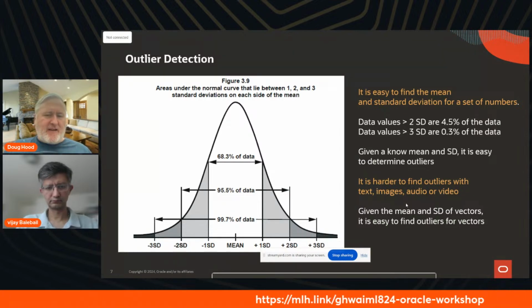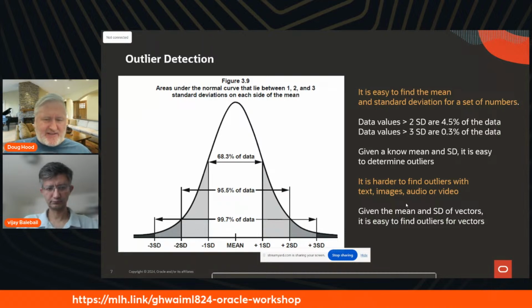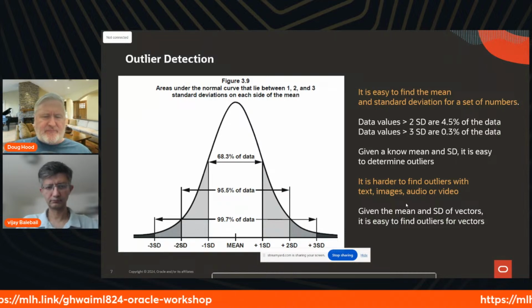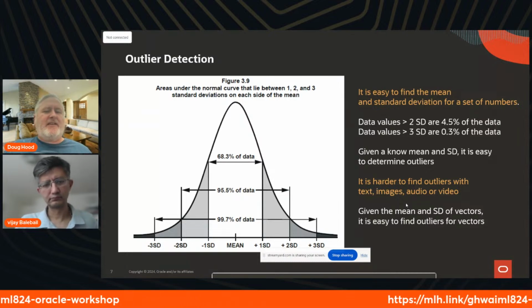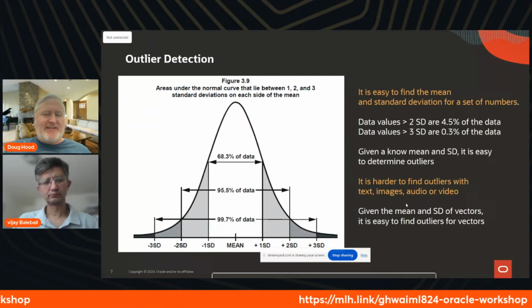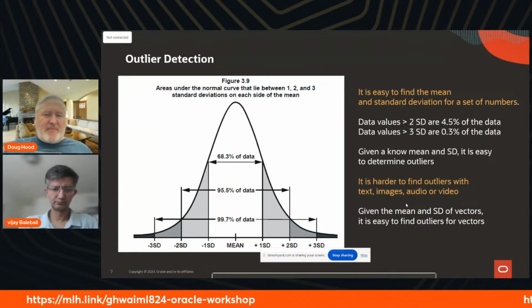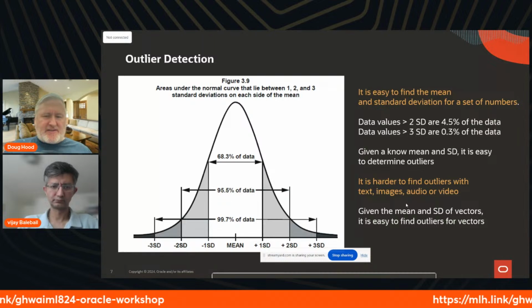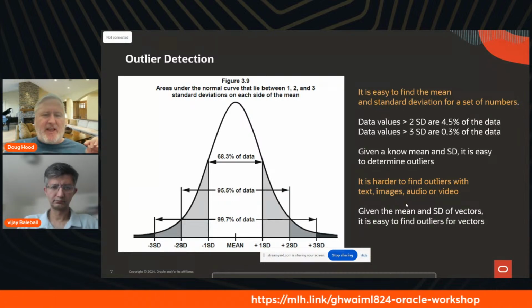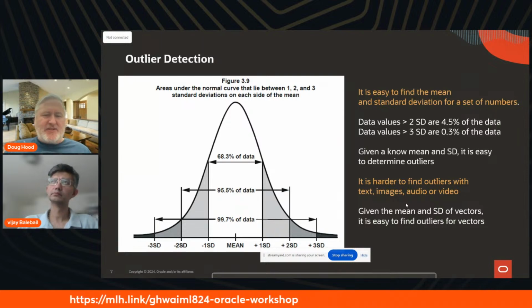Likewise, if you have data values which are greater than 3 standard deviations, which are these extreme values on the left and right of the chart, they tend to only be about 3% of the data. So what that means in practice is you can use the standard deviation and mean to find outliers. So these are well-known values. So the point is, if you have populations of numbers, this is easy to do.